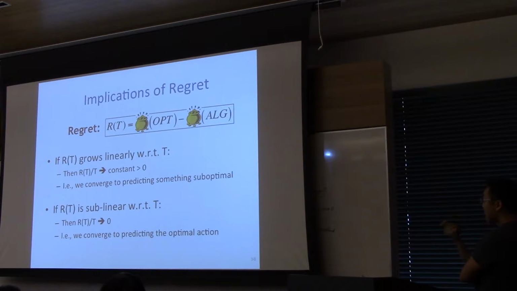Well, if regret grows linearly with respect to the number of iterations, then the average regret is constant, right? Which is greater than zero. That means you converge to something suboptimal, right? You converge to something where every time you do something, you always wish you had done something better. If regret is sublinear with respect to the number of iterations, then the average regret goes to 0. That means we converge to predicting the optimal action.